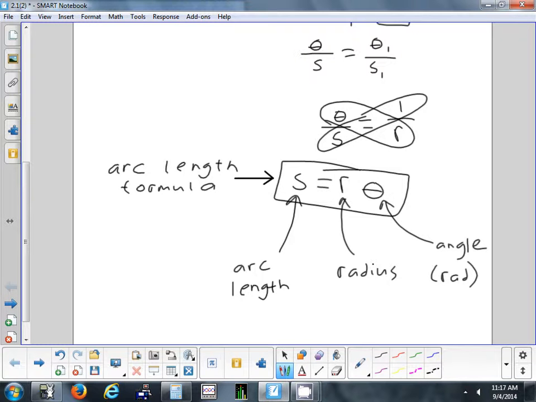Any question on that formula? This formula is only good for calculating the length of an arc on a circle. You can't use this for an oval or anything else. This is only for arcs that are on circles.